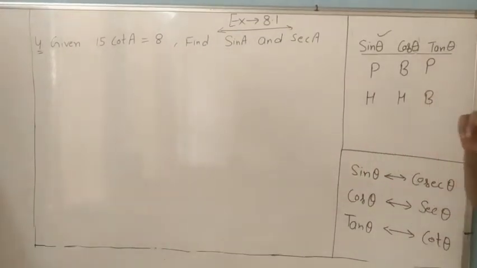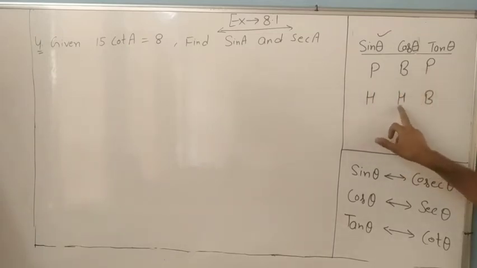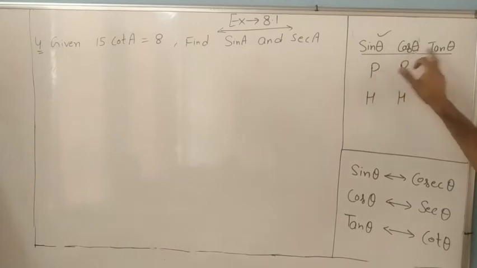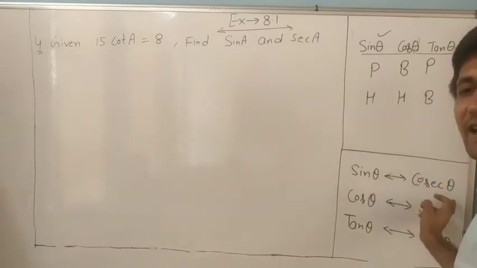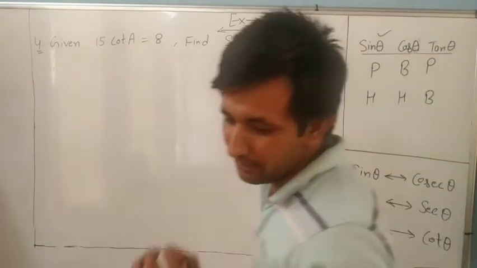And always remember, dear: P, police, bazaar, point, happy, biscuit, sine, cos, tan. One or two times you read it and you will always remember it. And always remember cosec is opposite of sine, sec is opposite of cos, cot is opposite of tan.